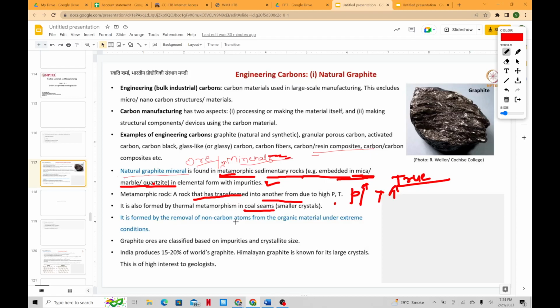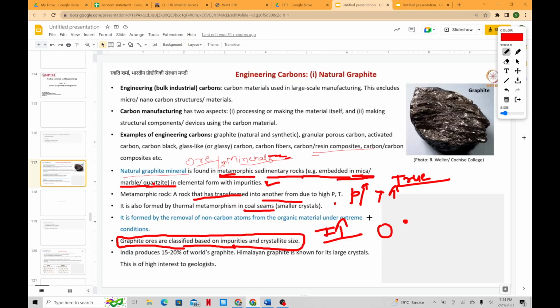Okay, so graphite ores are classified based on impurities and crystal size. Okay, so this is the thing which we were looking for in the question. So if you have graphite ores, they are classified based on what? Impurities. So if any ore has a very high amount of impurity, then you have to do a lot of process. And crystal size will also matter, because for the end product, whether the crystal size should be big or small, whatever crystal size you want, that will also matter, because that will define your property.